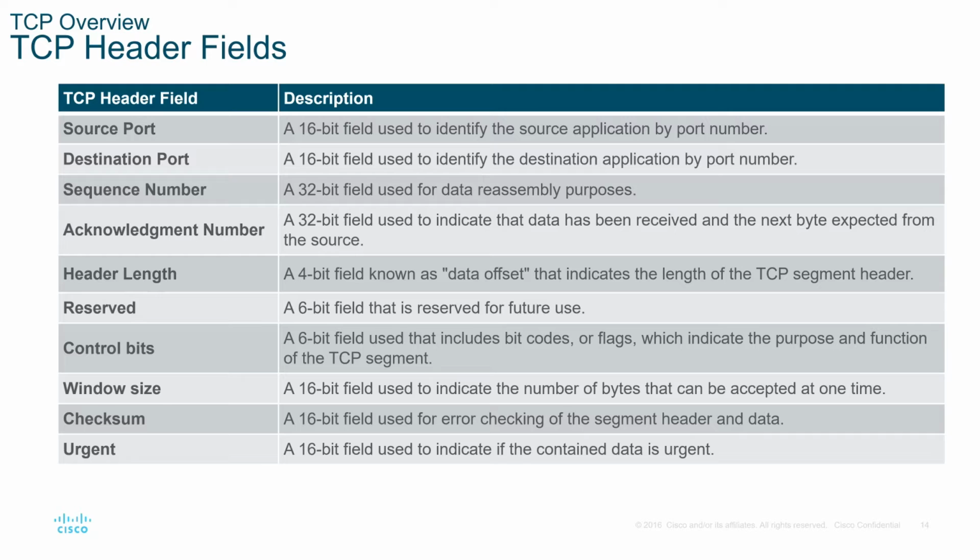The source port is a 16-bit field used to identify the source application by port numbers. Port numbers could go all the way to 65,535. The destination port must also be a 16-bit field due to the size of the number. A sequence number is a 32-bit field. With 32 bits, the number can be well into the millions. An acknowledgement number is also 32 bits so that we can acknowledge the sequence numbers of packets we have received.